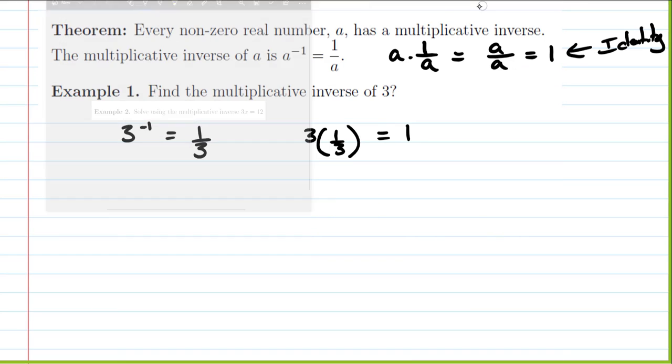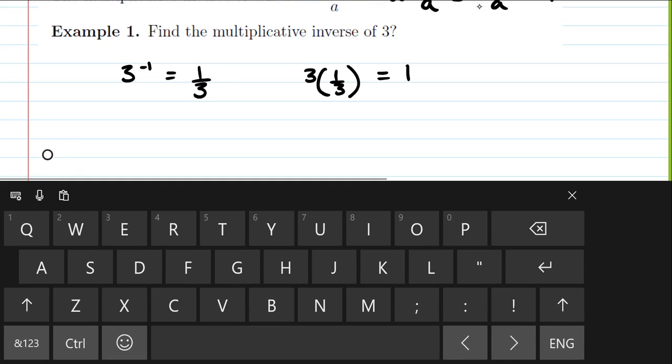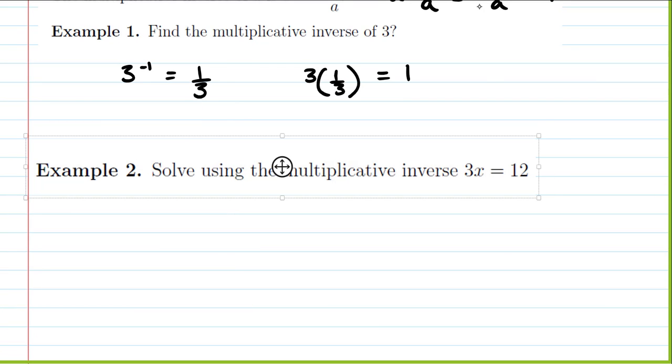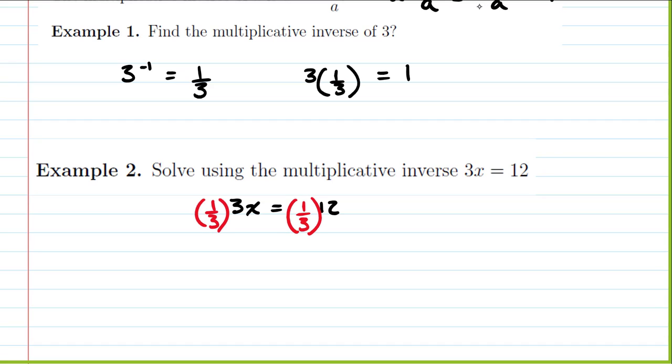So example 2 asks us to solve a super simple equation. And I know we all know how to solve this, but we're going to solve it in a slightly different way. Most of the time, if we have this equation, 3x equals 12, we would say, okay, well, we need to undo the 3. So we would divide both sides by 3. Well, we can solve this equation by using the multiplicative inverse. And what I mean by that is we found the multiplicative inverse of 3 was 1/3. So I can multiply both sides of the equation by 1/3.